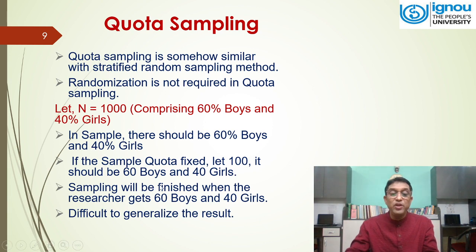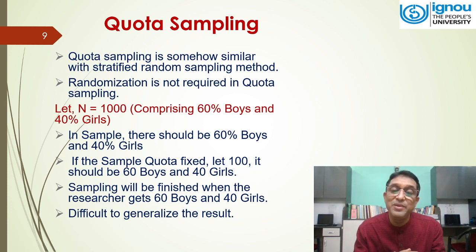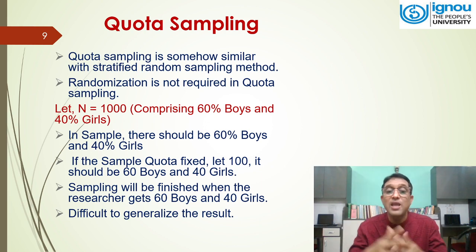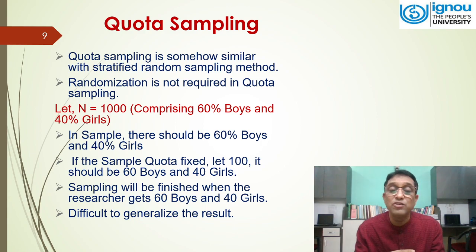So here sampling will be finished when the researcher gets data from 60 boys and 40 girls. But here, as with the earlier non-probability sampling method, by using quota sampling it's very difficult to generalize or universalize the findings. जो findings आपको मिलेगा उसे आप generalize नहीं कर पाएंगे, दूसरे के ऊपर उसे apply नहीं कर पाएंगे, because आप यहाँ error को space दिए हैं by taking the non-probability sampling method. Okay, so that's why इसे आप generalize नहीं कर पाएंगे.